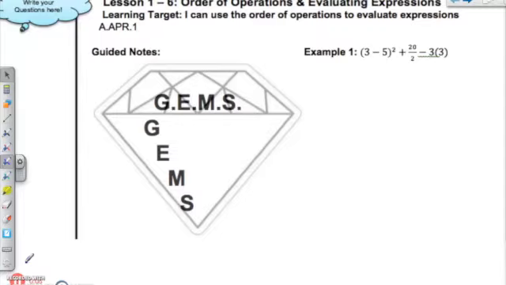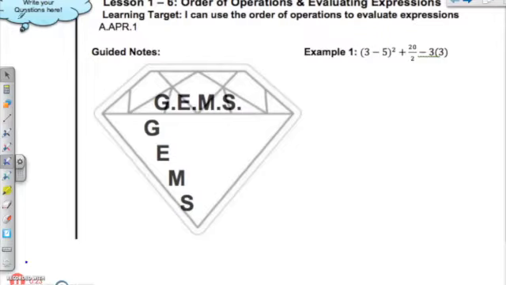We're going to look at lesson 1-6, Order of Operations and Evaluating Expressions today. Please go ahead and turn to lucky page number 13 in your Unit 1 packet and you will find the notes that go along with this video. Now today we're going to talk about first the order of operations.